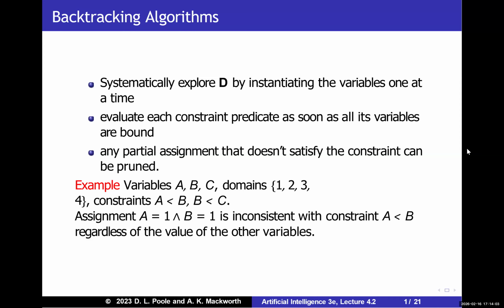So backtracking is one of the most systematic ways to solve a constraint satisfaction problem. Instead of generating every possible assignment at once, we build a solution step by step. We assign one variable at a time. As soon as a constraint can be evaluated, we evaluate it. If a partial assignment violates a constraint, we stop exploring that branch immediately and basically cut that branch off.